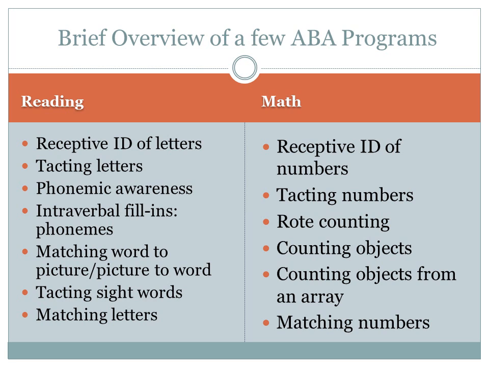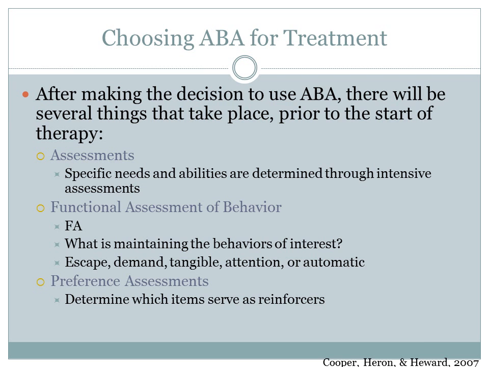For reading and math, under reading we have receptive ID of letters, tacting letters, phonemic awareness, intraverbal fill-ins. These are things like, for phonemes, C says k, then k would be the response. Matching word to picture and picture to word, tacting sight words, so reading words like ball, cat, sat. Matching letters. For math, we have receptive ID of numbers, tacting numbers, rote counting, 1, 2, 3, 4, 5, 6, 7, 8, 9, 10. That would be rote counting to 10. Counting objects, matching numbers.